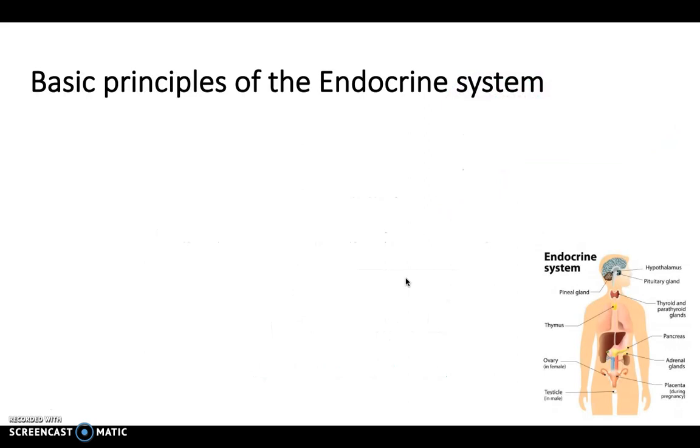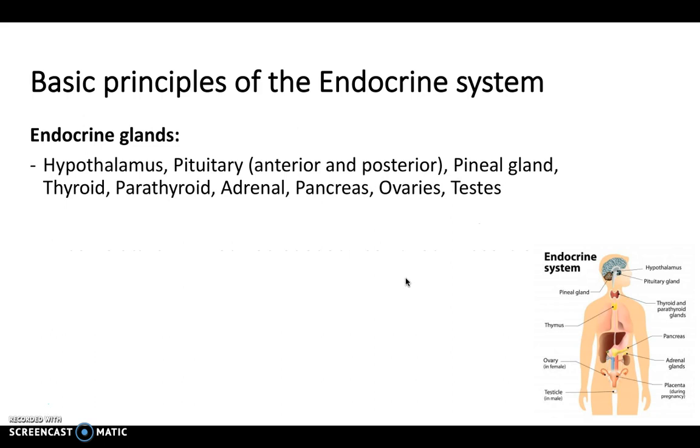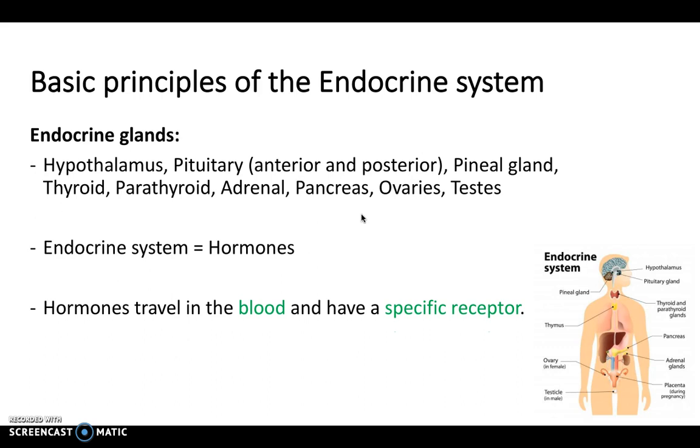So first of all, let's have a look at some of the basic principles of the endocrine system. So the endocrine glands are the hypothalamus and the pituitary, which are right at the top and pretty much coordinate all of the endocrine activity in the body. You've then got the pineal gland, the thyroid, the parathyroid, the adrenal glands, the pancreas, the ovaries and the testes, which are all classified as endocrine organs because they secrete hormones. Which essentially is what the endocrine system is. It's an organ that secretes hormones.